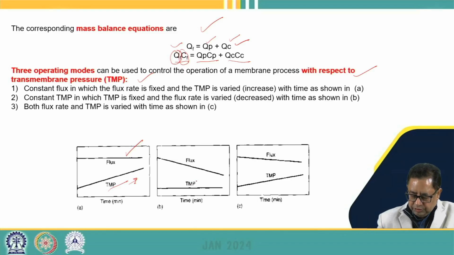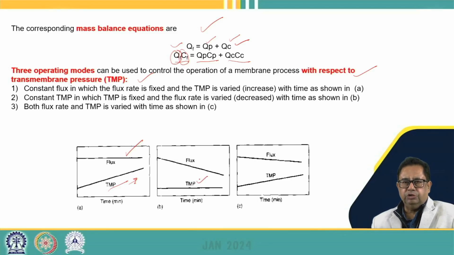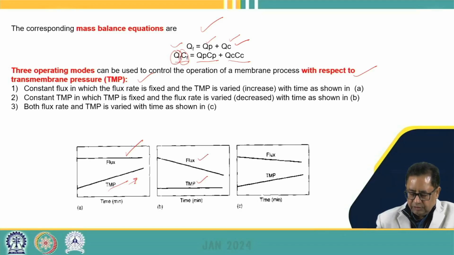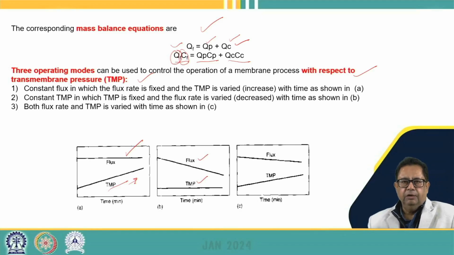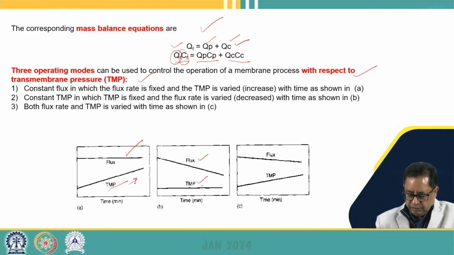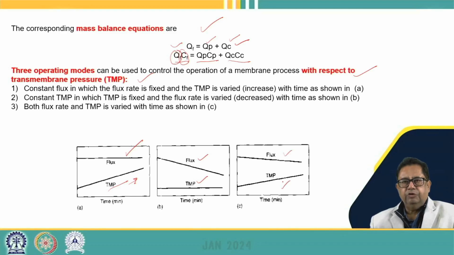Similarly, if we want to maintain the transmembrane pressure constant, in that case the flux will slowly go on declining because of the clogging and fouling of the membrane, because of which the pore size reduction may take place, or a certain layer may be deposited on the surface of the membrane. These things may reduce the flux if we keep the transmembrane pressure constant. Similarly, the flux may vary as well as the transmembrane pressure may also vary. This can be the third scenario when we are using the membrane processes.